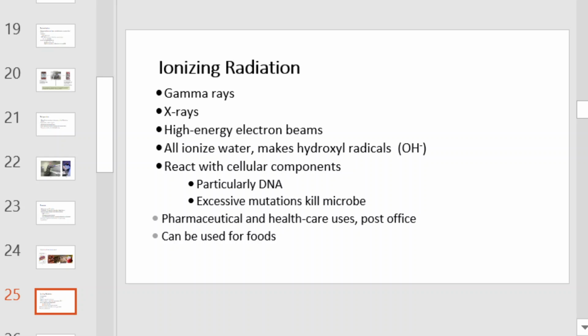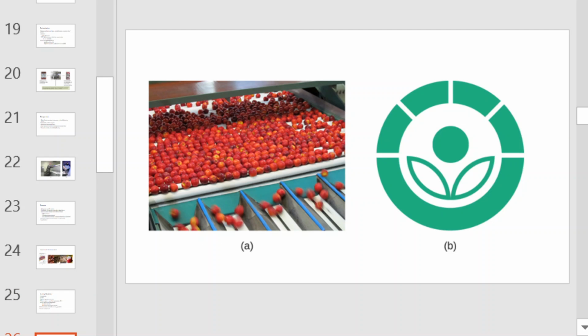Ionizing radiation. Ionizing radiation comes in a variety of different forms. A couple of examples include gamma rays and X-rays. Ionizing radiation involves the use of high-energy electron beams. These electron beams ionize water and make hydroxyl radicals, or OH negative molecules. These molecules react with cellular components, particularly DNA, and cause excessive mutations which kill the microbe. There are pharmaceutical and healthcare uses. This is even used in the post office and can be used for food. Here's an example of ionizing radiation being used on fruit.